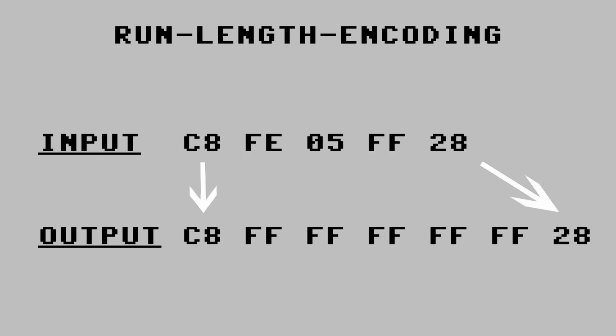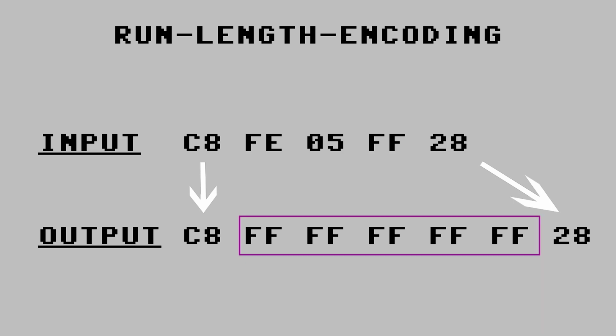The way this works is that byte for byte is read. If a byte with value hex FE, which is 254 decimal, is found, the subsequent two bytes are to be treated in a special way. They represent a counter and a value. The value is to be written as many times as the number of the counter.